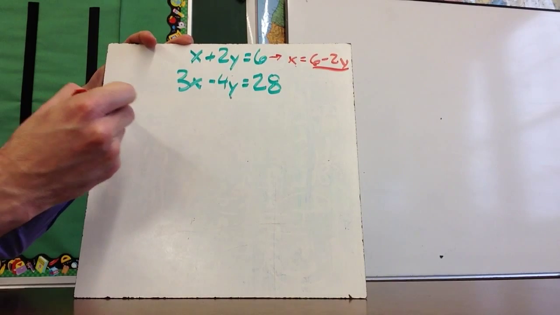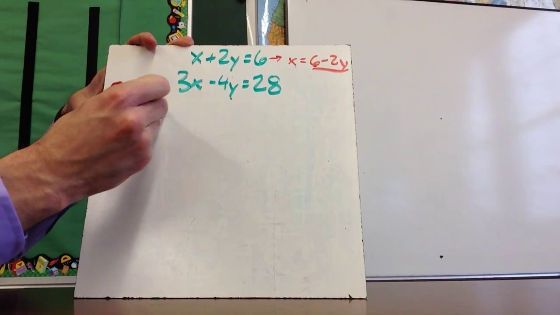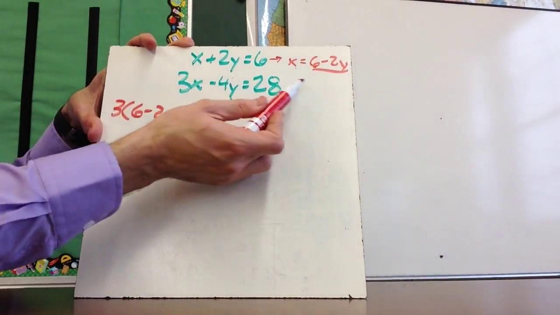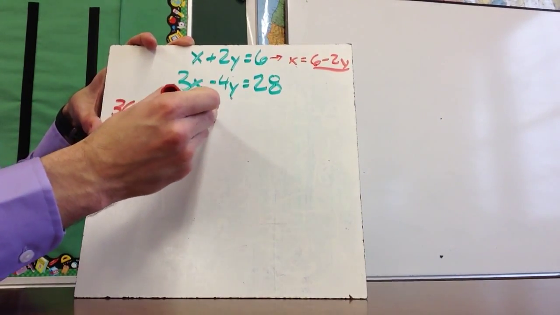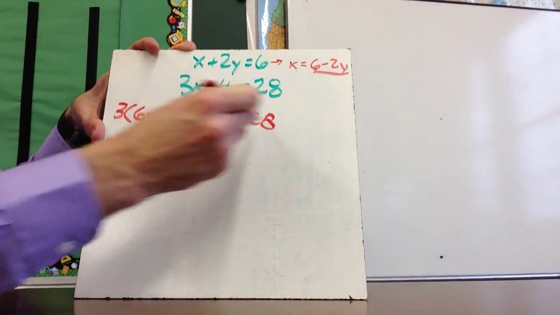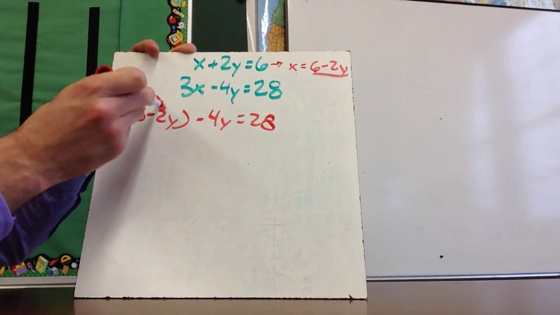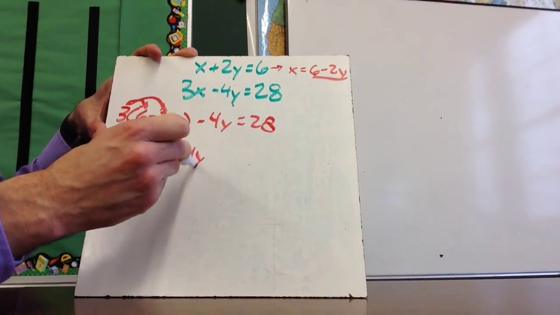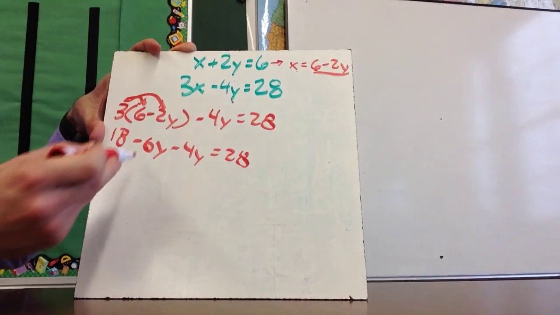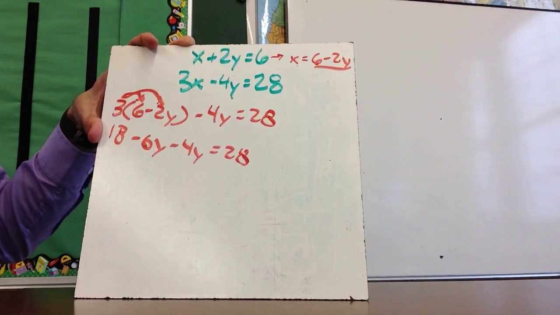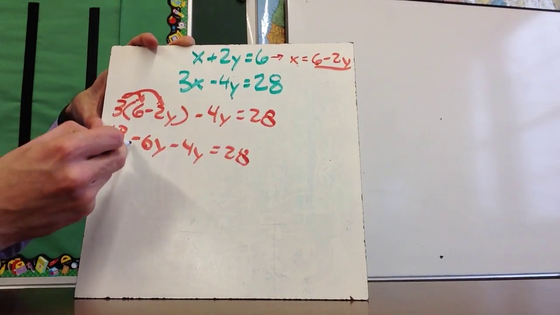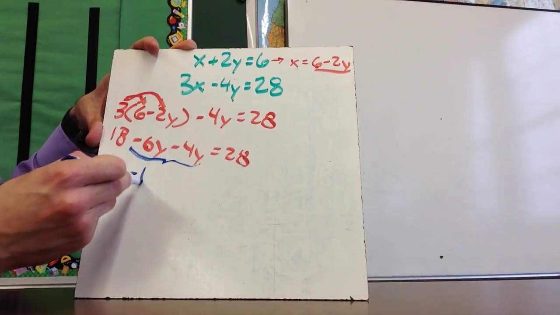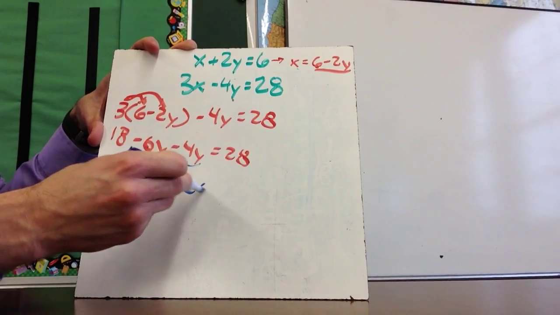So this becomes 3 times 6 minus 2y, because that's x. 3 times x, minus 4y equals 28. I have to distribute. This becomes 18 minus 6y minus 4y equals 28. Let's switch colors now. I'm going to simplify. So this is not negative 2y. This is 18 minus 10y equals 28.